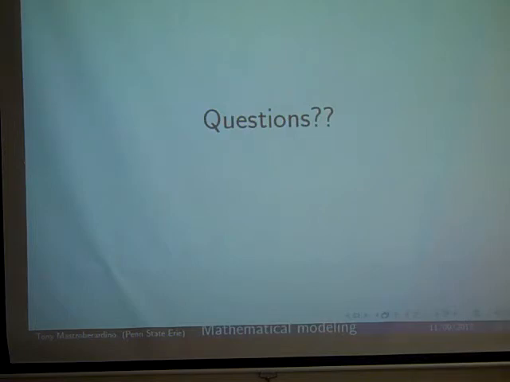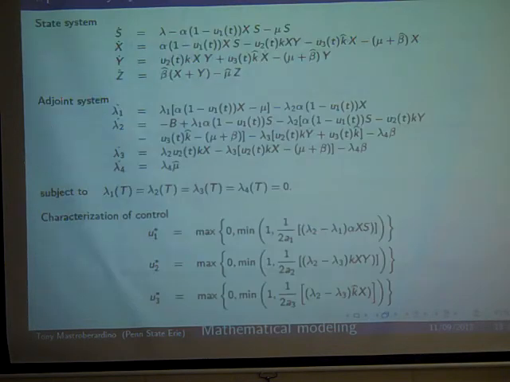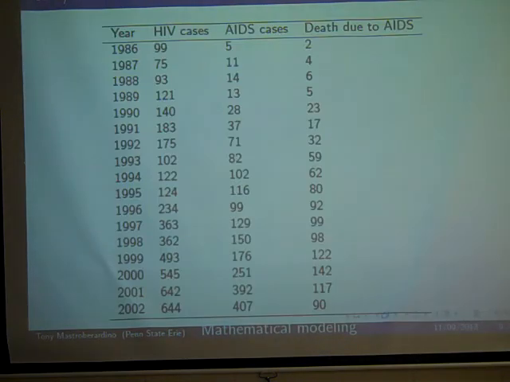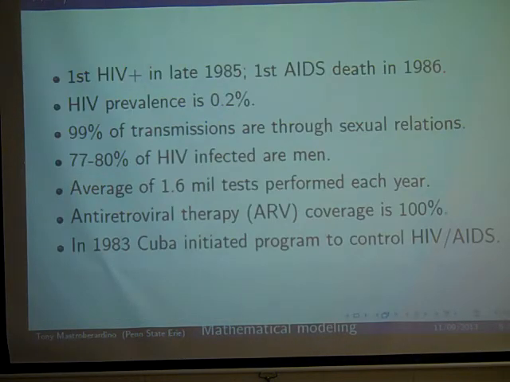Also, how come you only consider the spread of disease by sexual transmission? Why not through the blood? If I'm not mistaken, blood contact also transmits disease. Sure, yeah, that's a good question. It goes back to the beginning where I mentioned that 99% of the transmission is due to sexual relations. And this is a good question because this is also particular to the dynamics in Cuba.